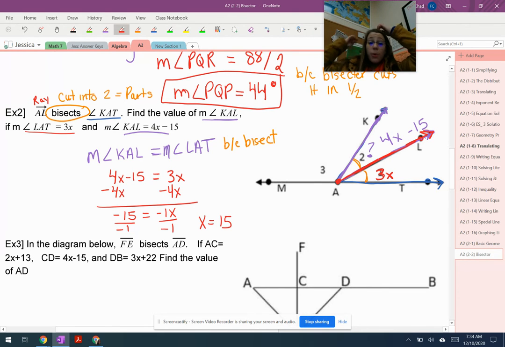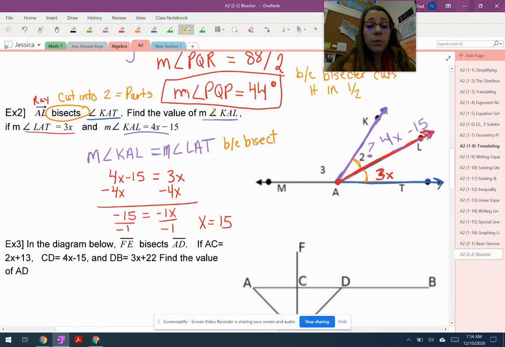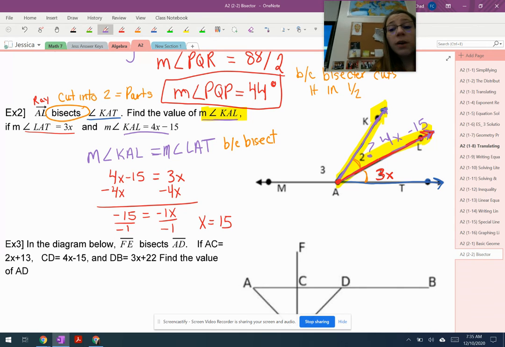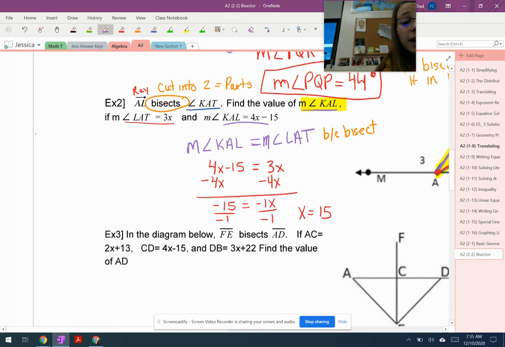So now at this point, even though we did solve the equation and get x equals 15, we haven't answered the question. The question was asking us to find the value of the measure of angle KAL, which I will highlight in yellow. So they told us that KAL was equal to 4x minus 15. Well, I now know what x is, so I can use that to find the measure of angle KAL.